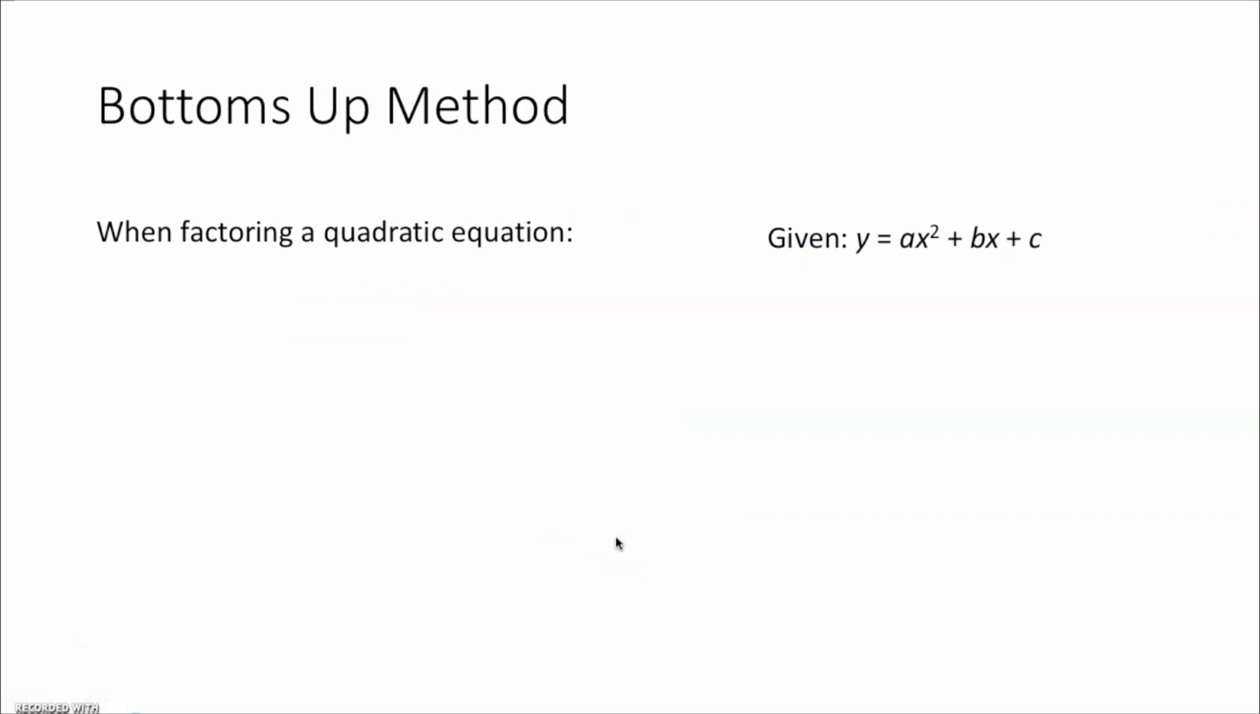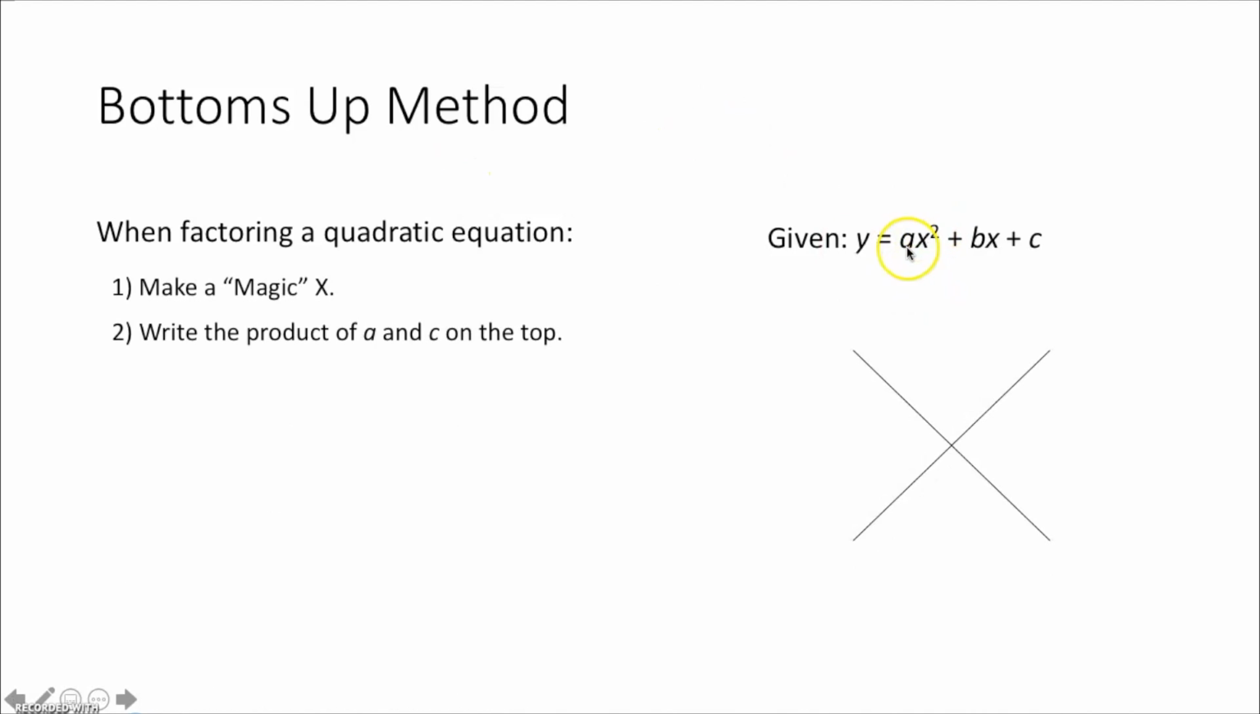So let's review the bottoms-up factoring method. If you're given ax squared plus bx plus c, a quadratic trinomial, the first thing you want to do is look for a GCF. If there is one, take it out, and then you can try to factor using the bottoms-up method. First thing to do with the bottoms-up method is make a magic x. Next, you're going to write the product of a and c on the top of your x. So what is a times c? Whatever that is, that goes up here. Your b value goes on the bottom of the x. And then you're going to solve the magic x.